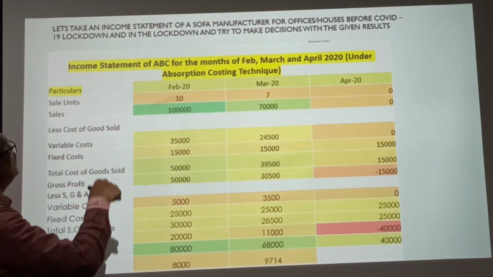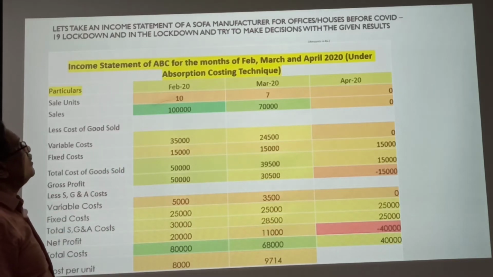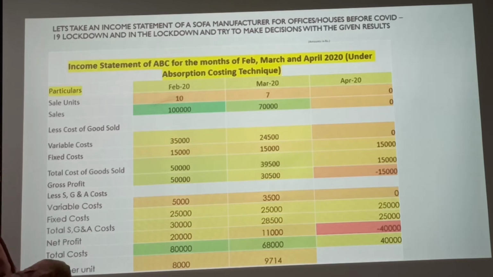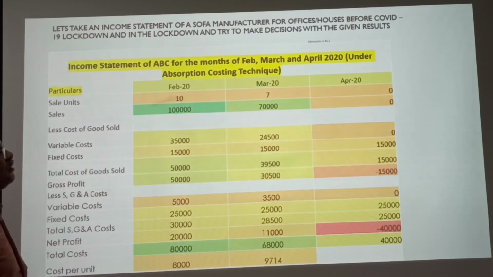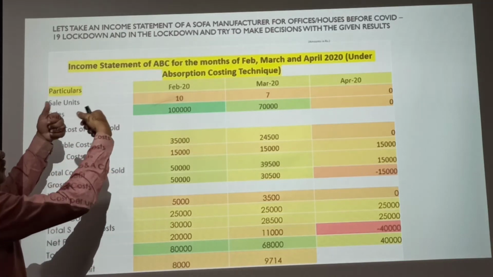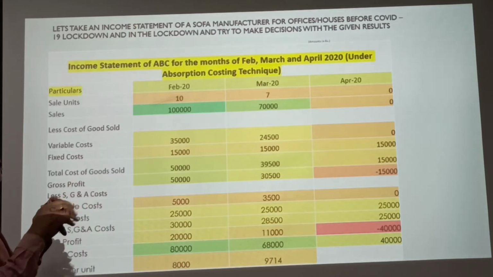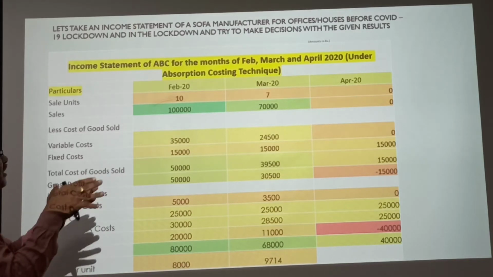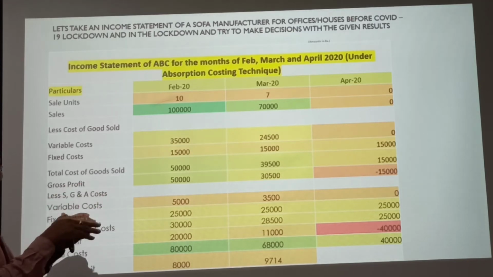This example relates to a sofa manufacturer who is producing furniture for the offices and the householders, and this income statement is prepared by using the absorption costing before the lockdown came because of COVID-19. Then we look at when the lockdown was there partially, and when the lockdown was full.